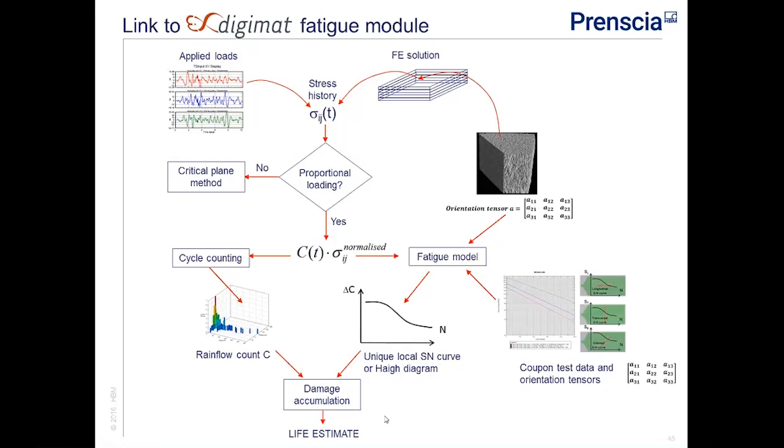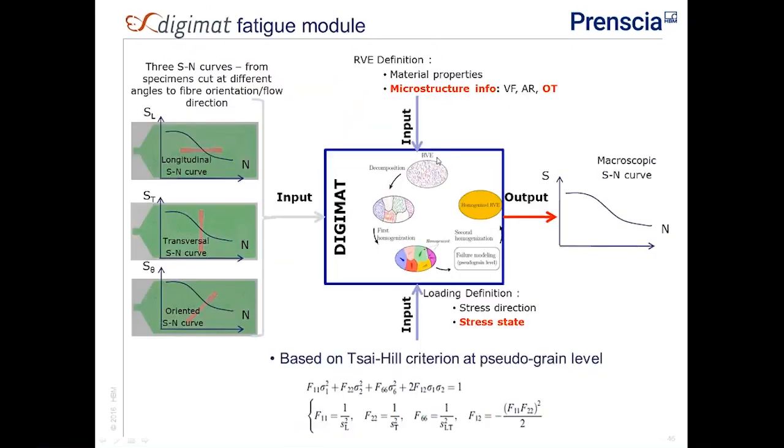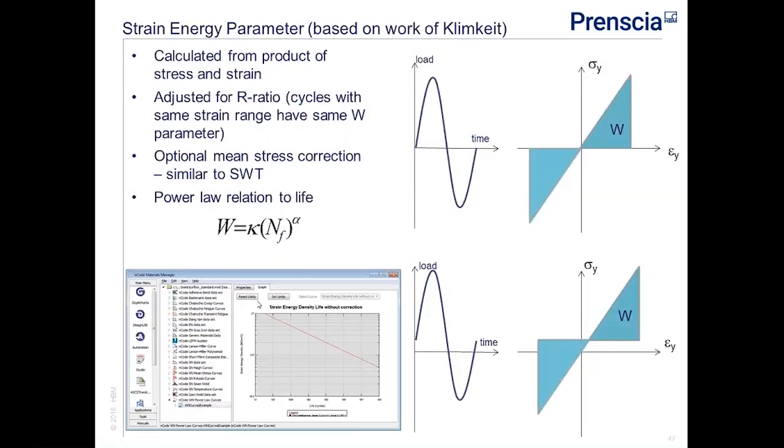So this is again very fast and efficient. Calling out to Digimat at every node or element might sound potentially expensive computationally, but it isn't. It seems to be no computational penalty compared to doing this internally. Just a little word about the Digimat model. I don't have time to go into the details, but it's essentially using a Tsai-Hill criterion at a pseudo grain level. Again, you have to calibrate this model based on tests in 3 orientations.